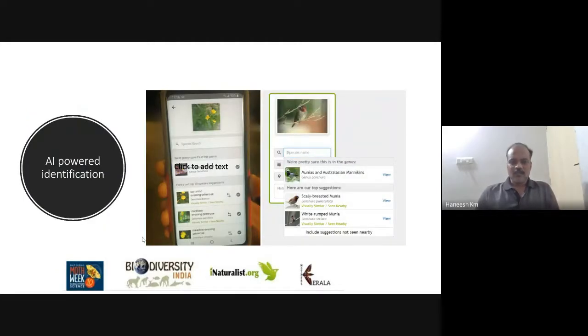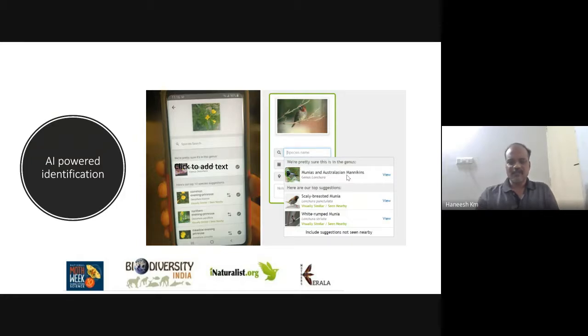Another advantage of iNaturalist is that it has AI-powered identification, especially when you're trying to upload a picture from your phone or your desktop. I just tried a picture of a bird here. When I click and search for it, it will suggest some identifications based on artificial intelligence.